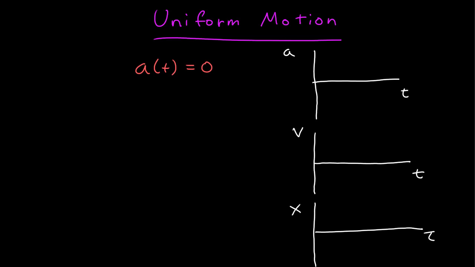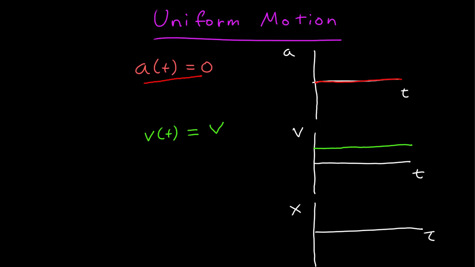Uniform motion is a special case where the acceleration as a function of time is always zero. So if I were to draw that graph, I'd have a straight line at zero. Since the acceleration is the derivative of the velocity, that means the velocity as a function of time is some constant. Its slope is zero everywhere. So it could be some value, but it has to be the same value throughout.